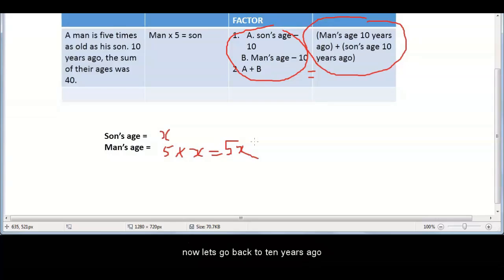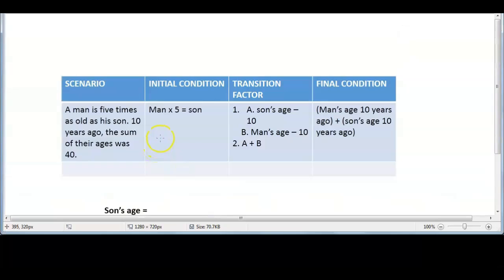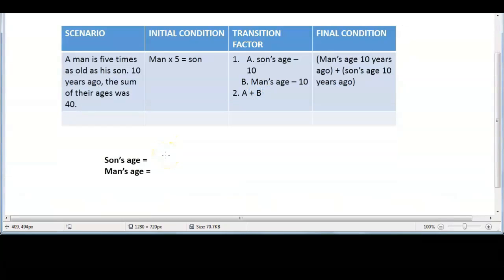Now let's go back to 10 years ago. If the son is X years old now, then 10 years ago he should be less than X. There's a decrease in time. That's subtraction. So his age 10 years ago should be X minus 10. Let's call this A. Son's age 10 years ago, A. So I'm going to name this as A.